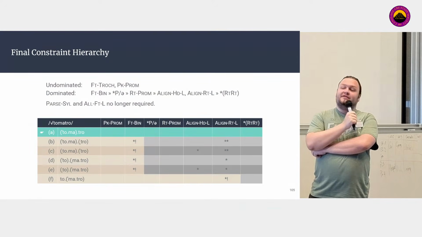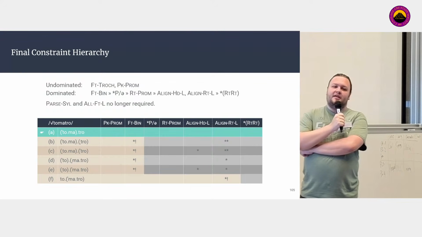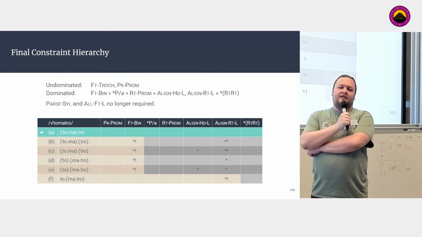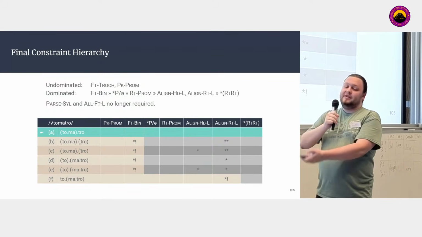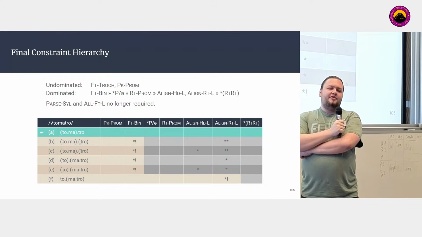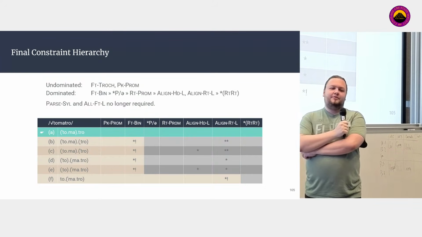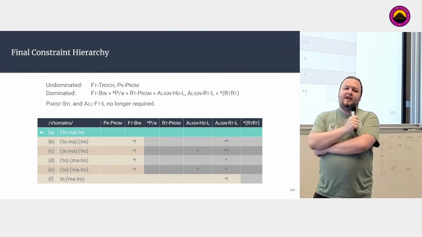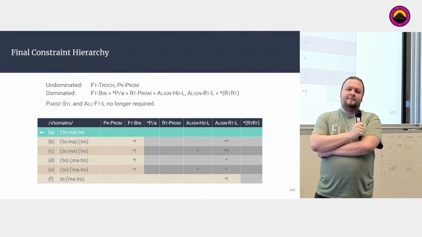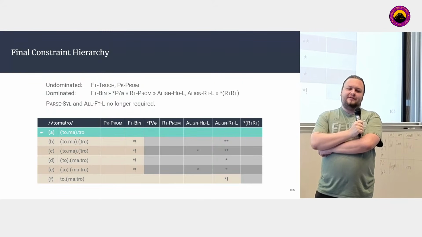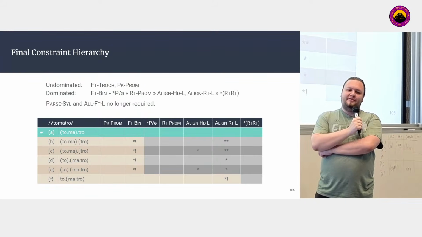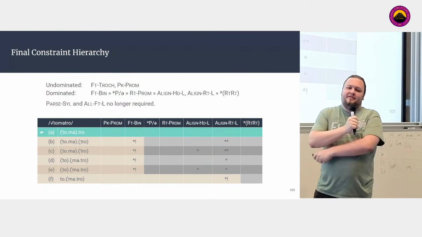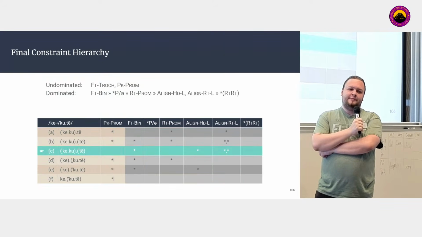So this is the final constraint hierarchy. I assume that foot trochees and peak prominence are undominated. Everything else is dominated as I described in the slides earlier. And notice that parse syllable and all foot left, which I initially used to achieve even rhythmic stress, are no longer required. This is a consequence of just how small most of the words in the language are. If we had some 6, 7, 8 syllable words, maybe we would need them again to enforce the rhythmic stress.